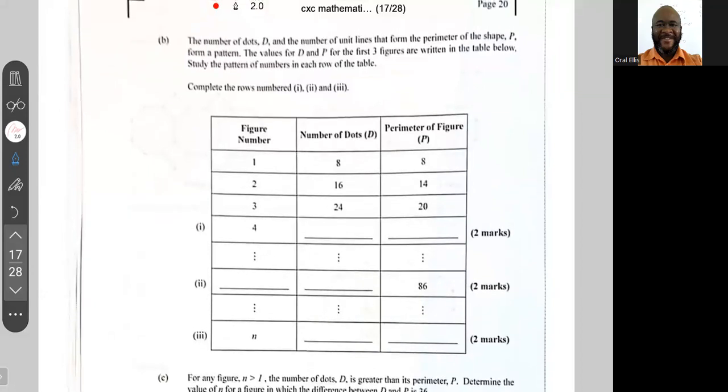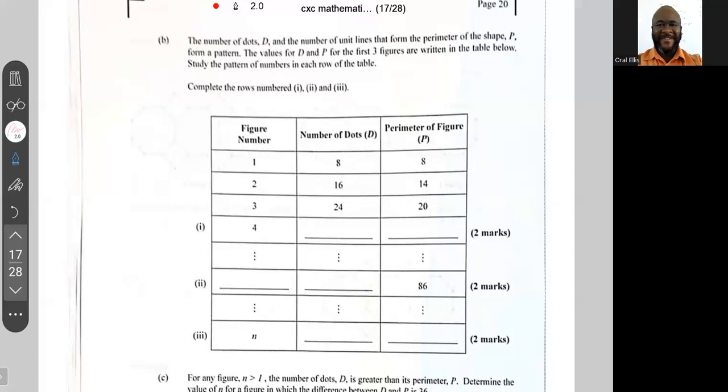All right, B says the number of dots D and the number of units length that form the perimeter of the shape P form a pattern. The values for D and P for the first 3 figures are shown in the table below. Study the pattern of numbers in each row of the table, to complete the rows numbered I and II. All right. So I normally like to notice how much the numbers are going up by, and then see if I can come up with a general term.